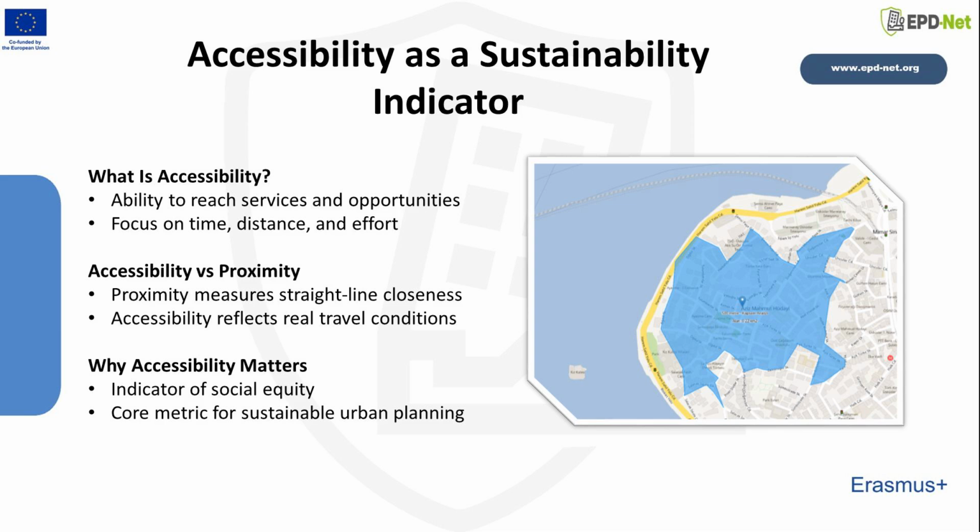It is important to distinguish accessibility from proximity. Proximity measures how close locations are in straight-line distance, while accessibility reflects real travel conditions such as road networks, public transport availability, and travel time. Two locations may be geographically close but poorly accessible due to network constraints.